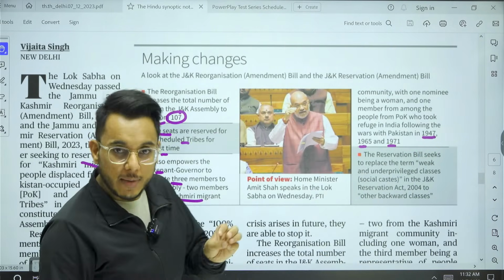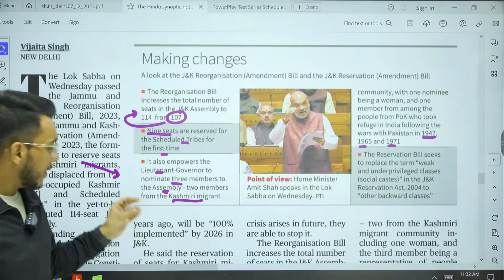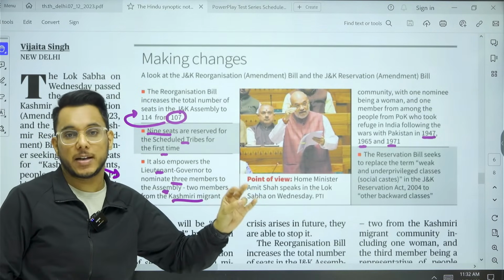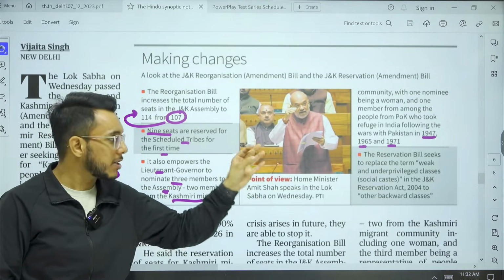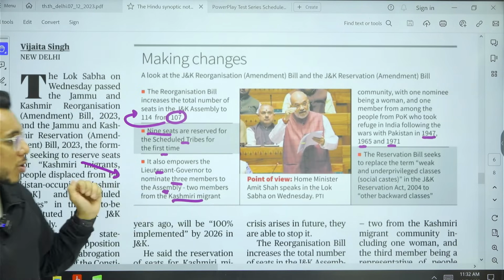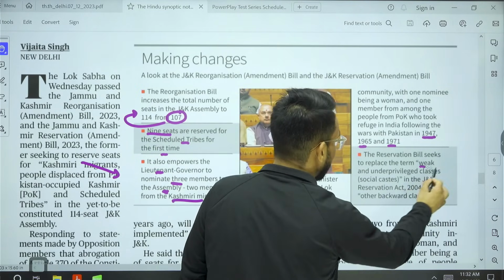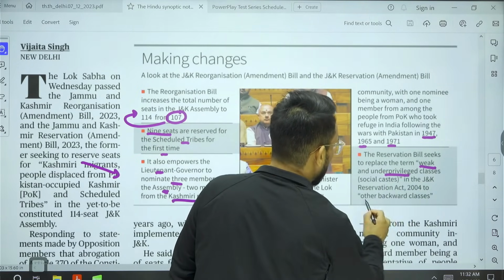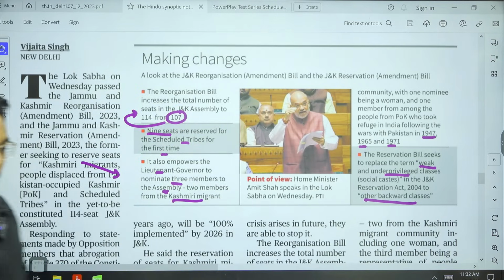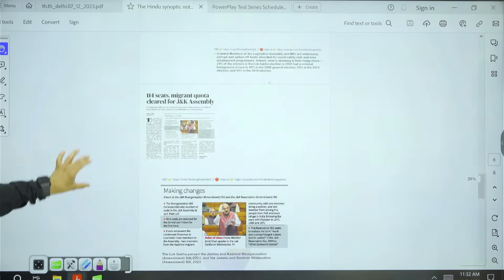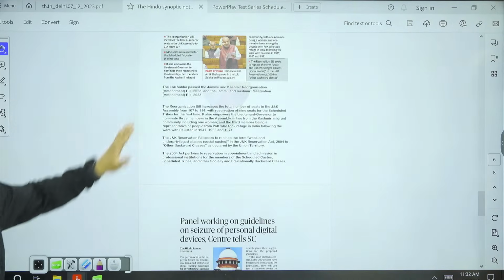So 3 members: two will be the Kashmiri migrants, and the third is from the people who came from Pakistan Occupied Kashmir after the wars of 1947, 65 and 71. Also, what has happened? The reservation bill has replaced the words weak and underprivileged classes with other backward classes. Okay. So these are the changes that have happened. I have provided them here in text form also.